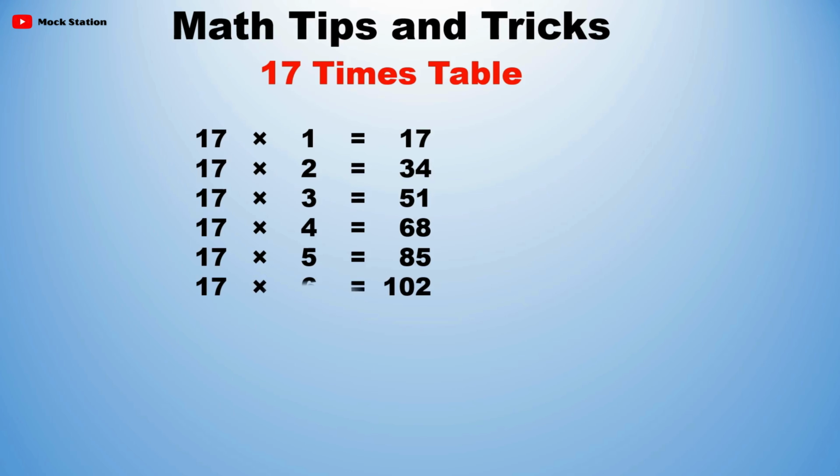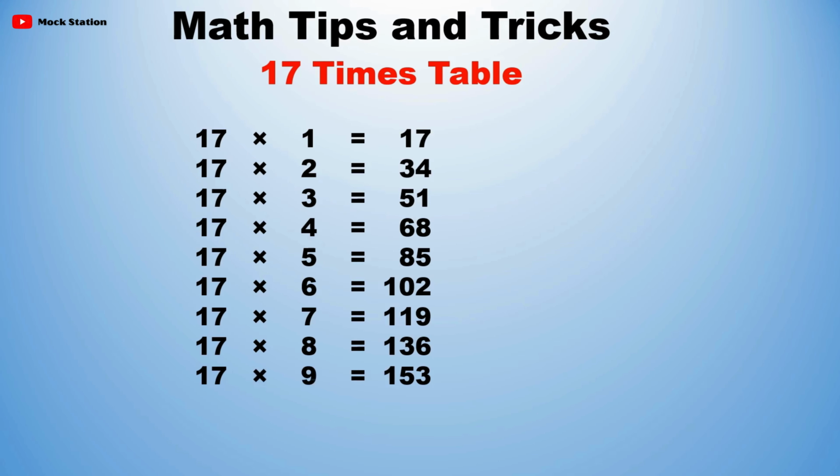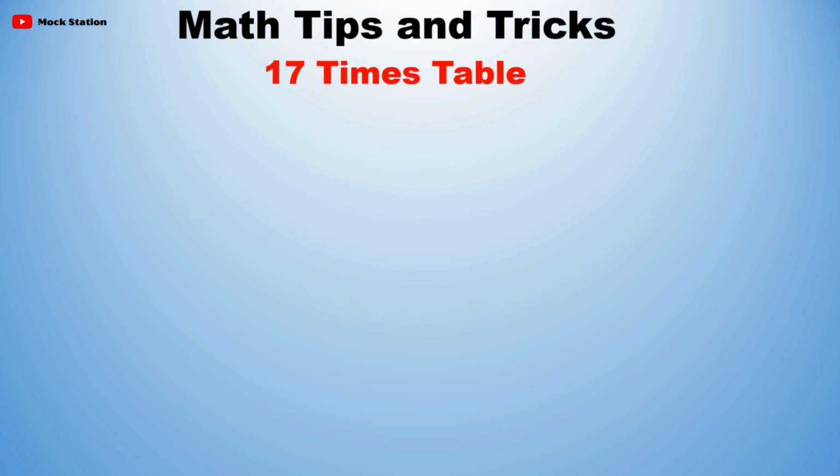17 times 6 is 102. 17 times 7 is 119. 17 times 8 is 136. 17 times 9 is 153. And finally, 17 times 10 is 170.